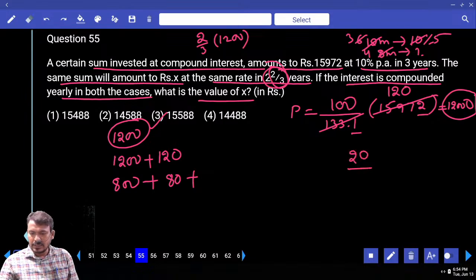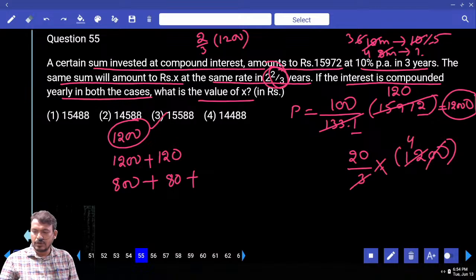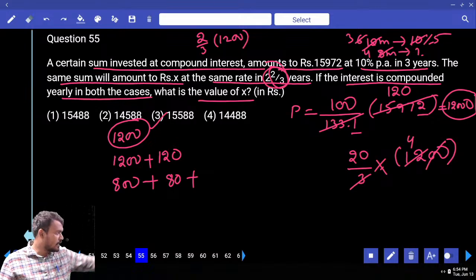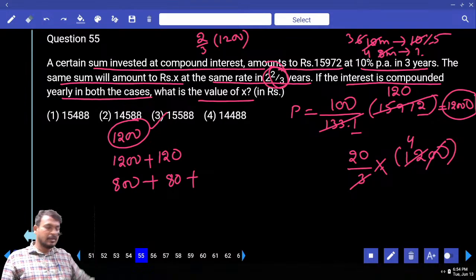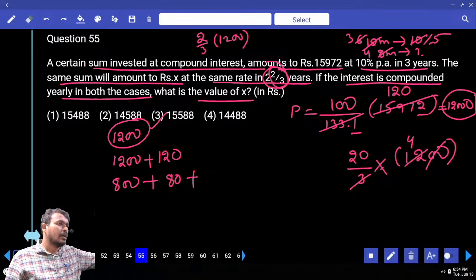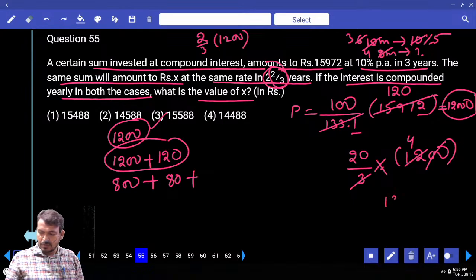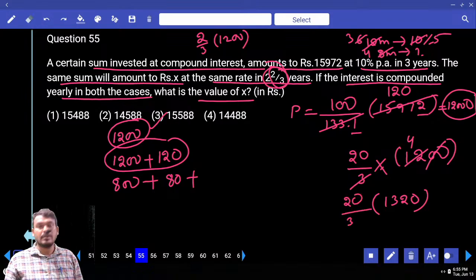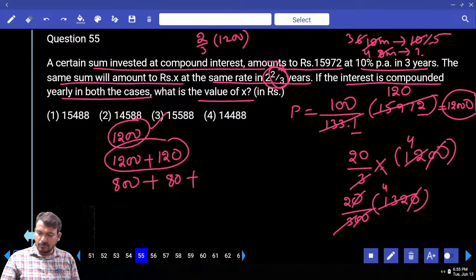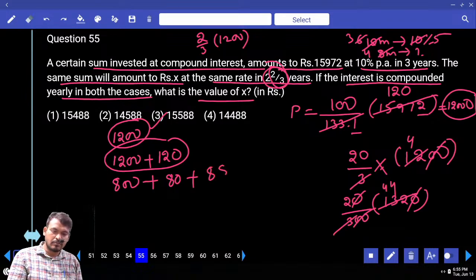20/3% of which value? 1200. The percentage's two zeros cancel. 3 times 4 is 12, and 4 times 20 is 80. That 80 is the extra value. Next, that was only the interest on the first year. Again we require the interest on the second year. What is the second year interest? 1320. In that also we require 20/3%, that is over 300. Numerator two zeros and denominator two zeros cancel. 3 times 44 is 132, and 44 times 2 is 88.